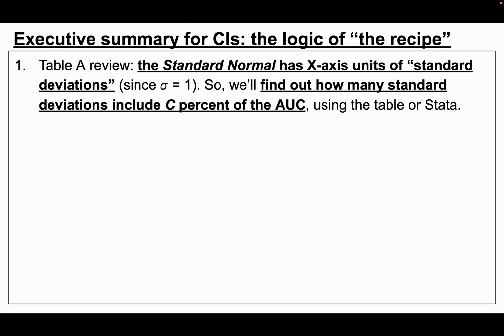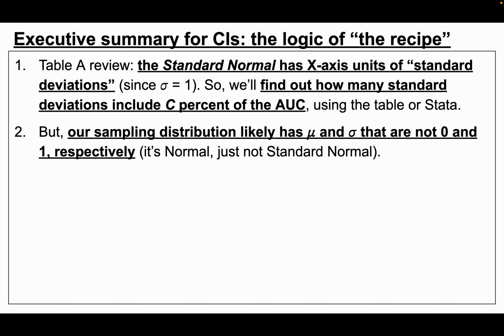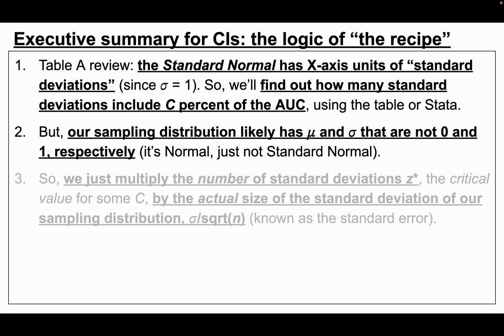So we can use that information to find out how many standard deviations include C% of the area under the curve using that table or Stata. And again, that's because the number of standard deviations on the standard normal, or the size of one, is normalized to be 1. So these are kind of like standard deviation units on the x-axis. Also, there's z-scores. So our sampling distribution actually has mu and sigma that are not 0 and 1, respectively. So we have a sampling distribution that's normal, but it's just not the standard normal.